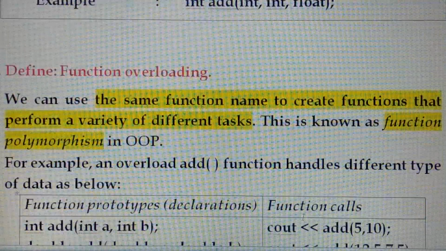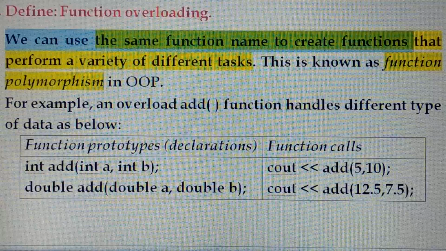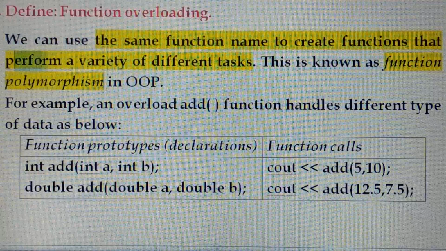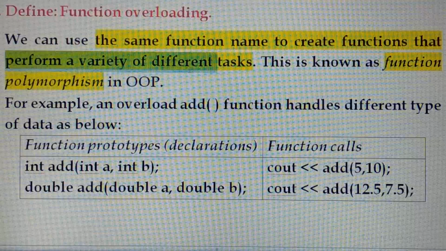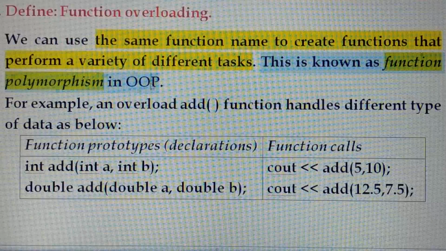Then the next one is define function overloading. It is also a very important question. We can use the same function name to create functions that perform a variety of different tasks. In the OOP concept, you have heard about the polymorphism concept. This is known as function polymorphism in OOP. So one name with different tasks. We are creating a variety of tasks.